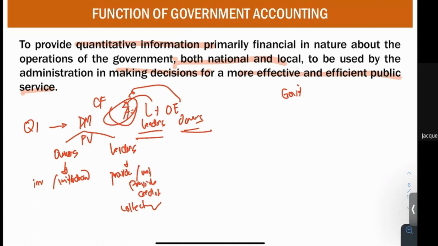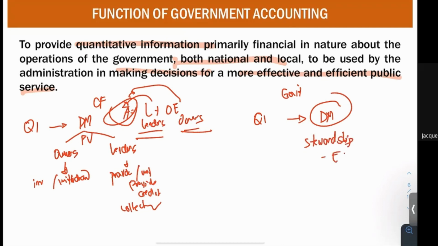Here, in your government, the quantitative information is also used for decision making, but not only decision making. It also encompasses stewardship. That is your effective and efficient public service. So there are two main purposes now. The main function in your conceptual framework is only decision making. Here, it is not only decision making, but also efficient and effective public service, which is stewardship.